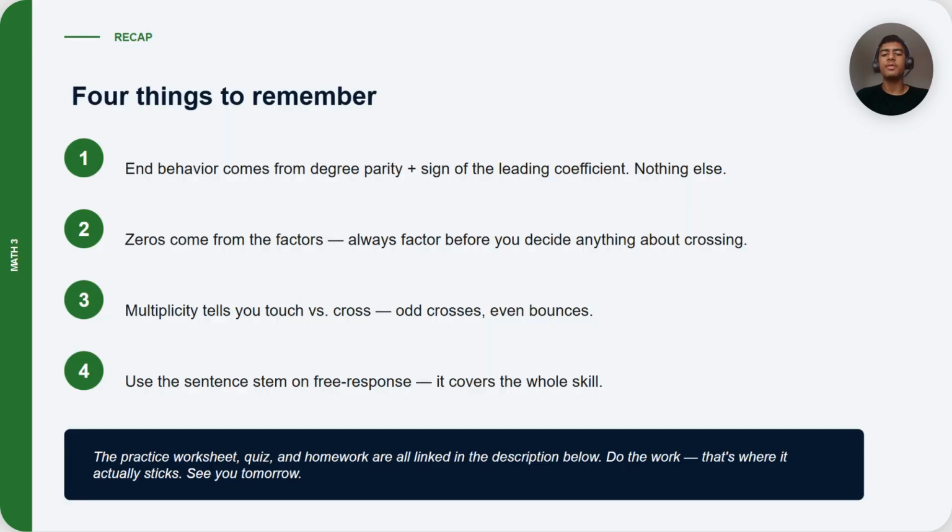So to recap, 1. End behavior comes only from the degree's parity and the sign of the leading coefficient. 2. Zeros come from the factors, so always factor before you say anything about where it crosses. 3. Multiplicity tells you to touch versus cross. Odd crosses, even bounces. 4. Use a sentence stem on free response. It covers the whole skill in one line.